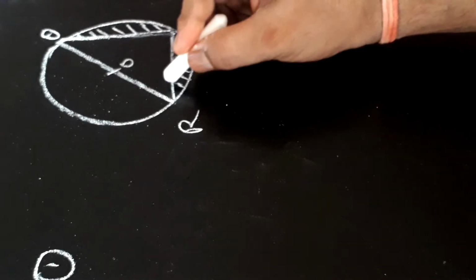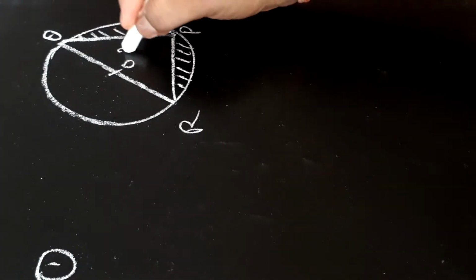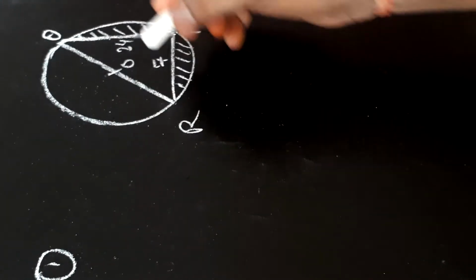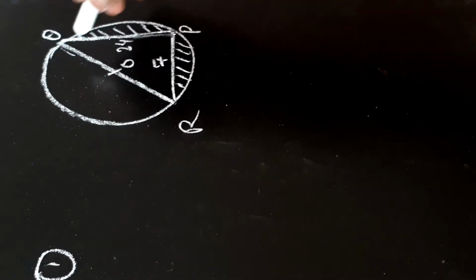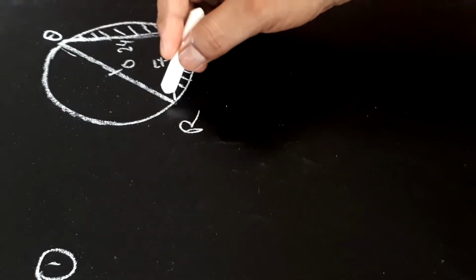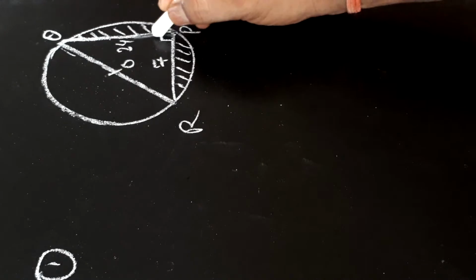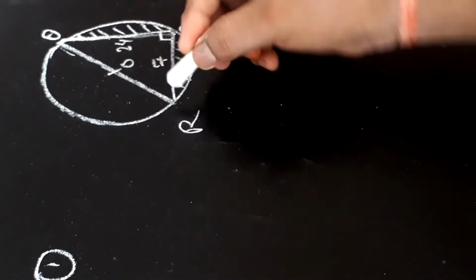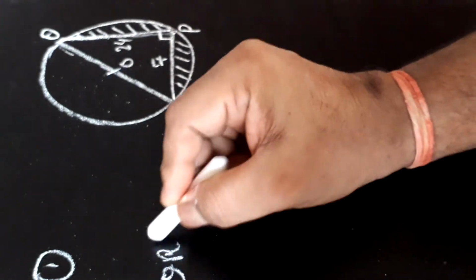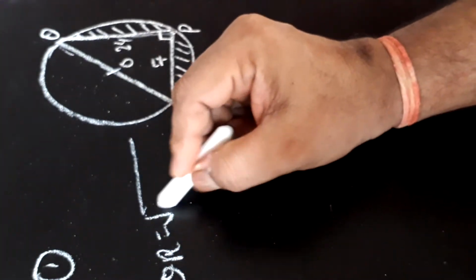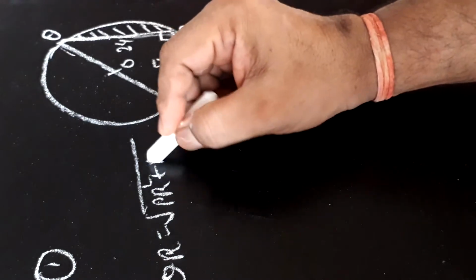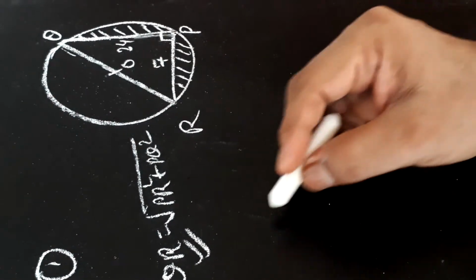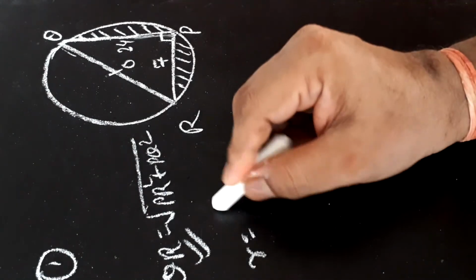Here it is given PQ is 24 and PR is 7. First of all, as we know, the angle in a semicircle is a right angle. Here QR is a diameter, therefore angle P is 90 degrees. By using Pythagoras theorem, we can find QR square. QR is equal to root over PR square plus PQ square. We will get the value of QR from here. Then the radius of this circle will be half QR.